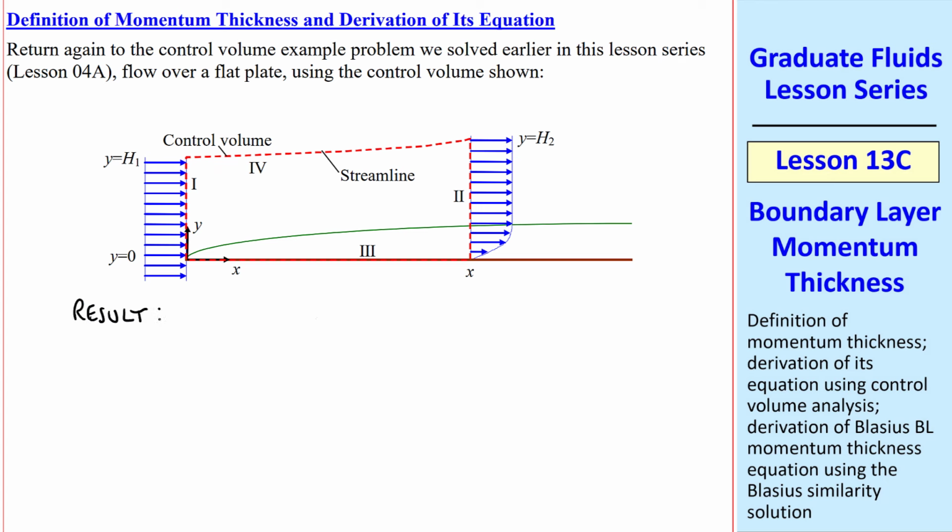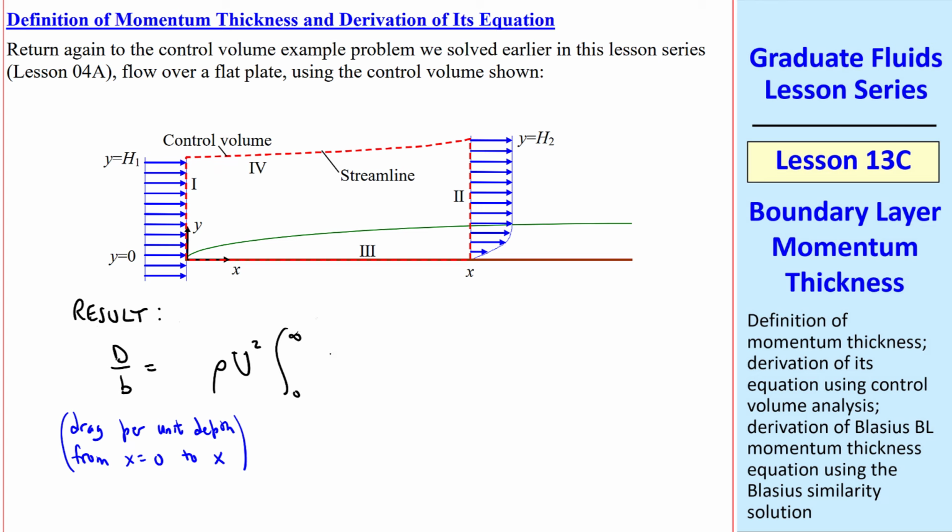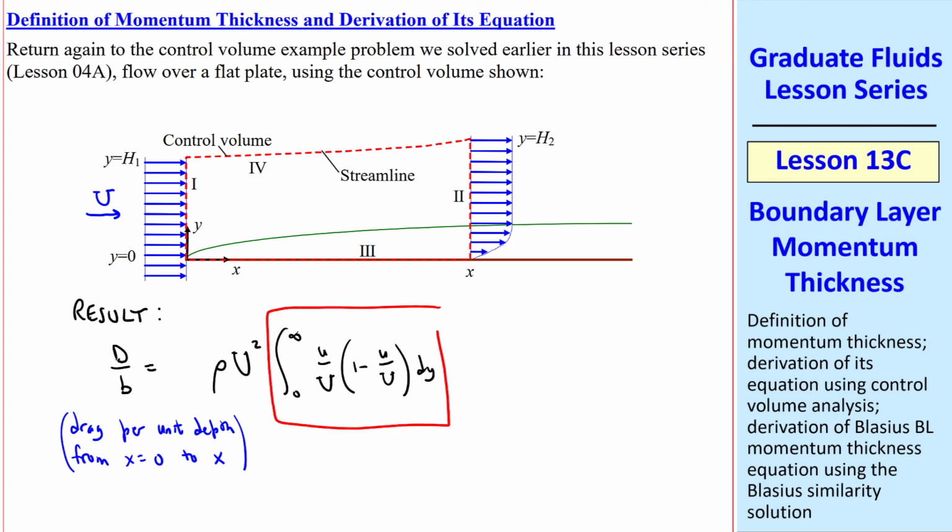The result of this control volume analysis was that D over b, which is the drag per unit depth into the page from the leading edge where x is 0 to this downstream location x, is equal to rho U squared, integral from 0 to infinity of u over capital U, 1 minus u over capital U dy, where capital U is the free stream flow far upstream. Let's take this integral and we'll define this as theta, which is the momentum thickness.